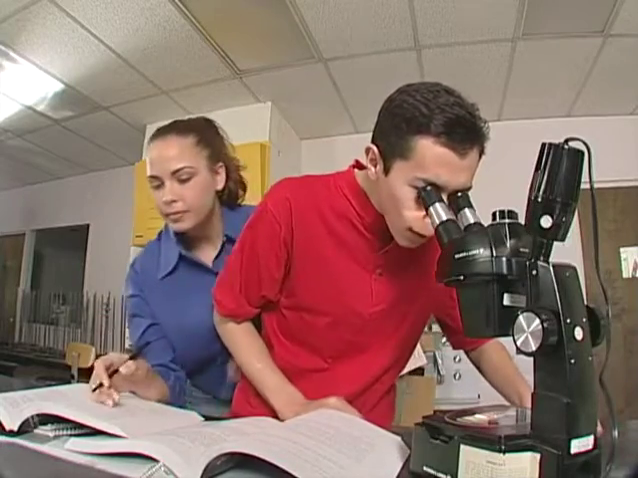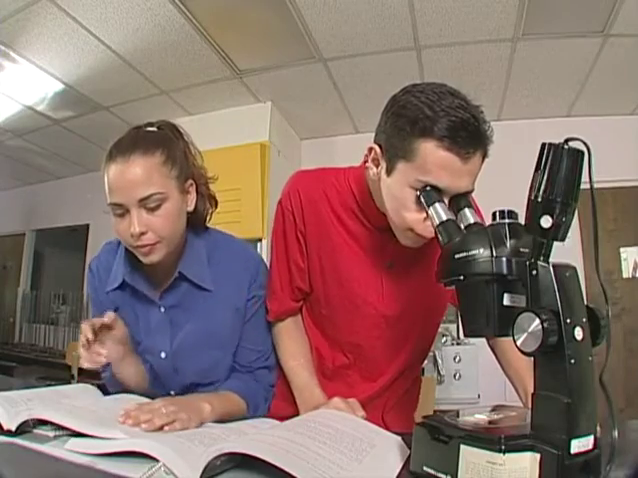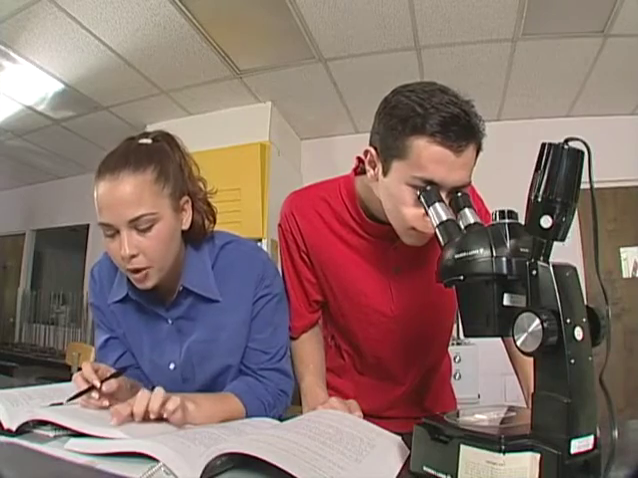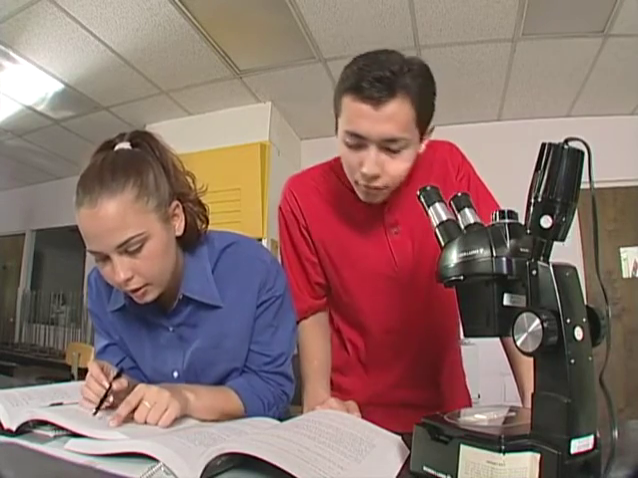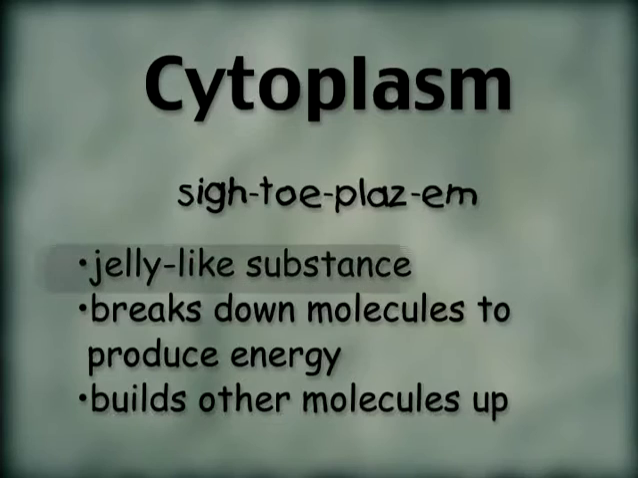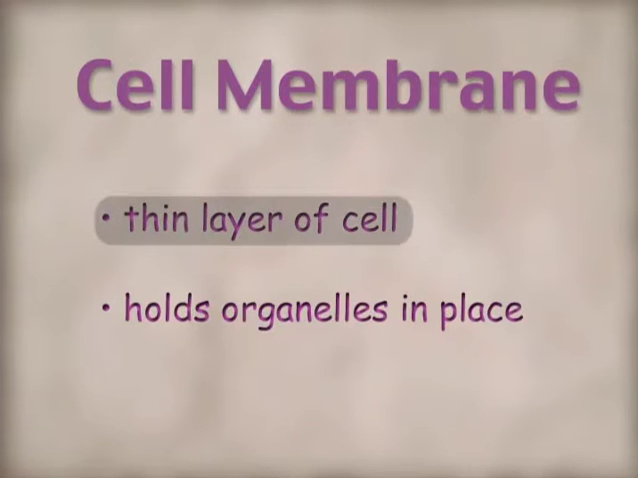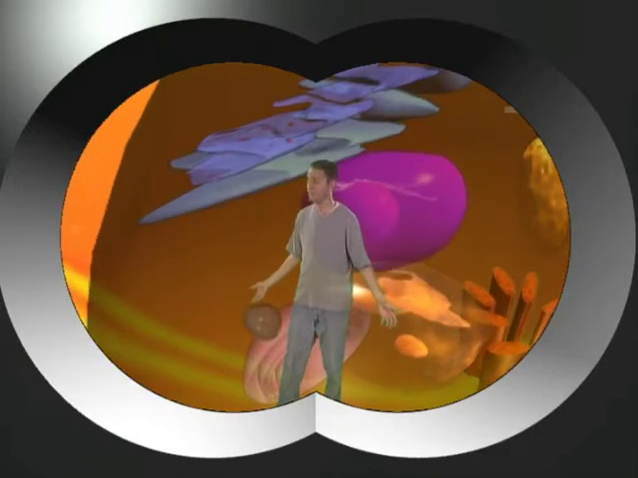How did I get in here? The cell kind of like just sucked me in. Well, I think you just passed through the cell membrane. Cell membrane? Is that the stuff I'm stepping in? No, that sticky stuff, it's the cytoplasm. The cytoplasm is the jelly-like substance where molecules are broken down to produce energy and other molecules are built up. Yeah, the cell membrane is a thin layer around the cell which holds the cytoplasm and all the organelles in place. Well, I'm obviously not an organelle.